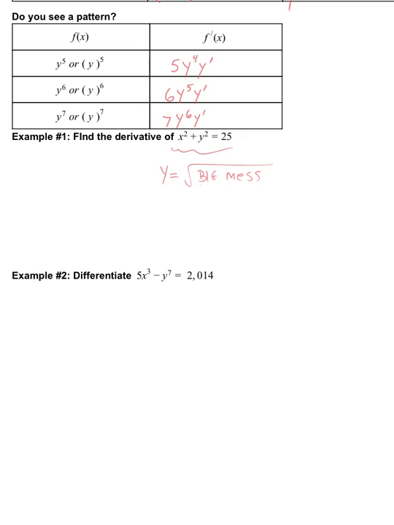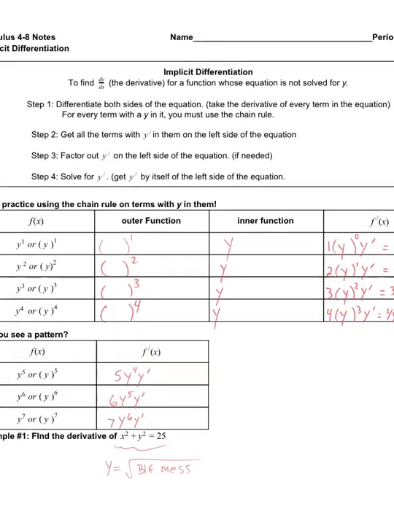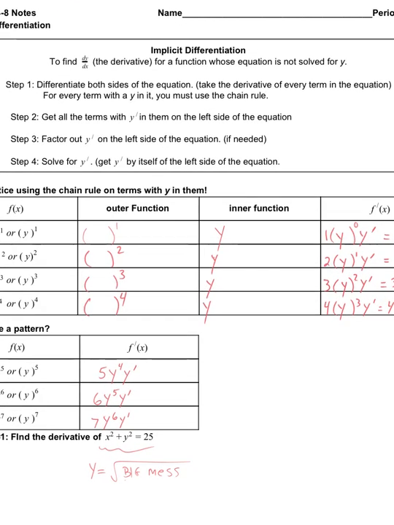So let's go back up and just read through the steps for implicit differentiation right here. Step 1, you differentiate. Remember, differentiate means take the derivative. A lot of vocabulary in calc. So you take the derivative of both sides of the equation.